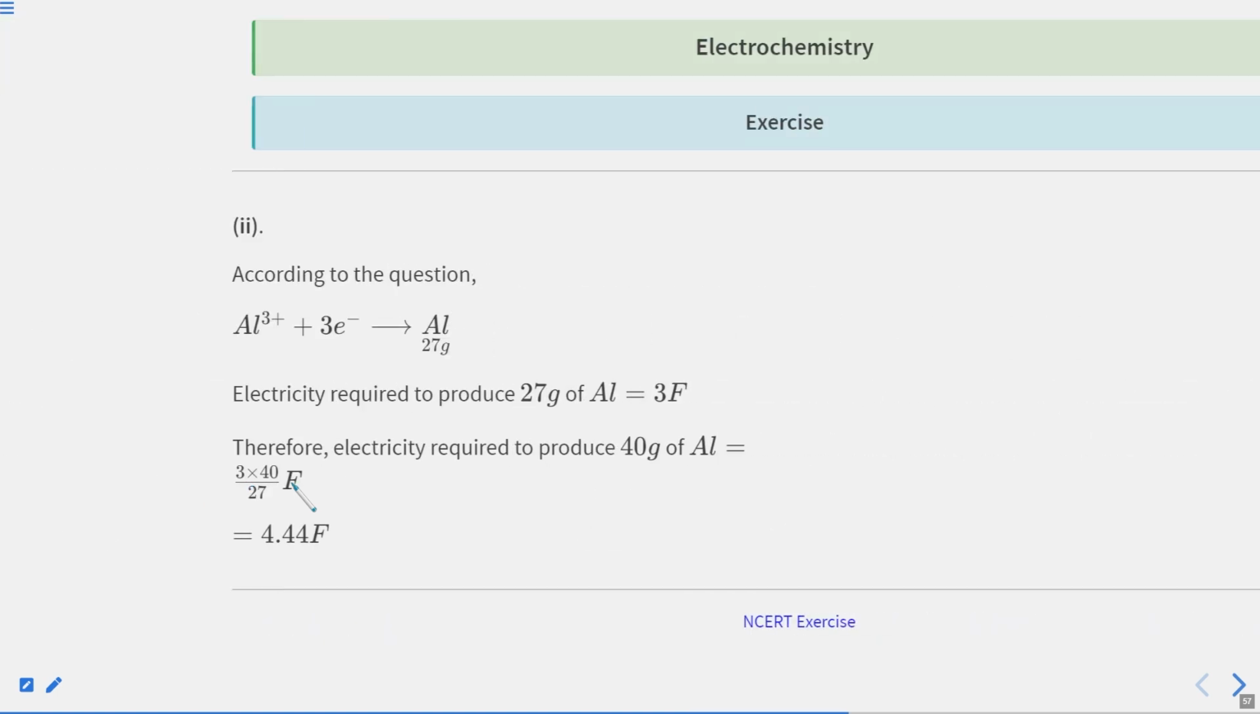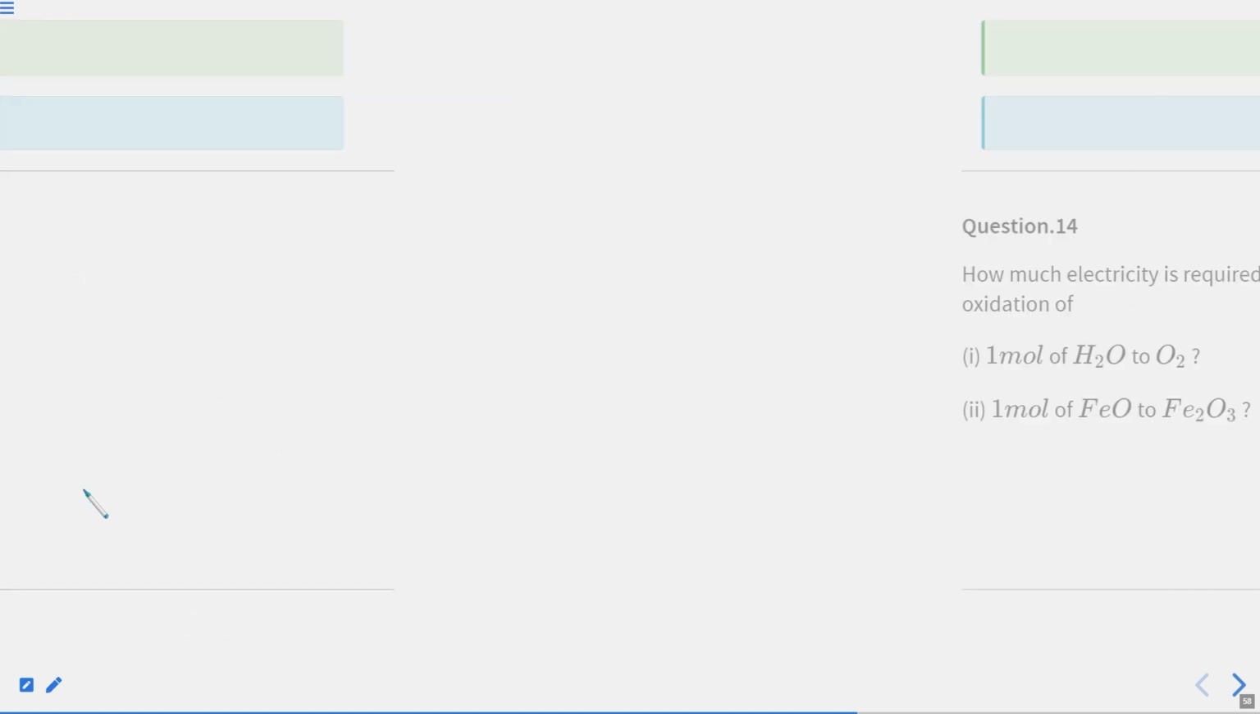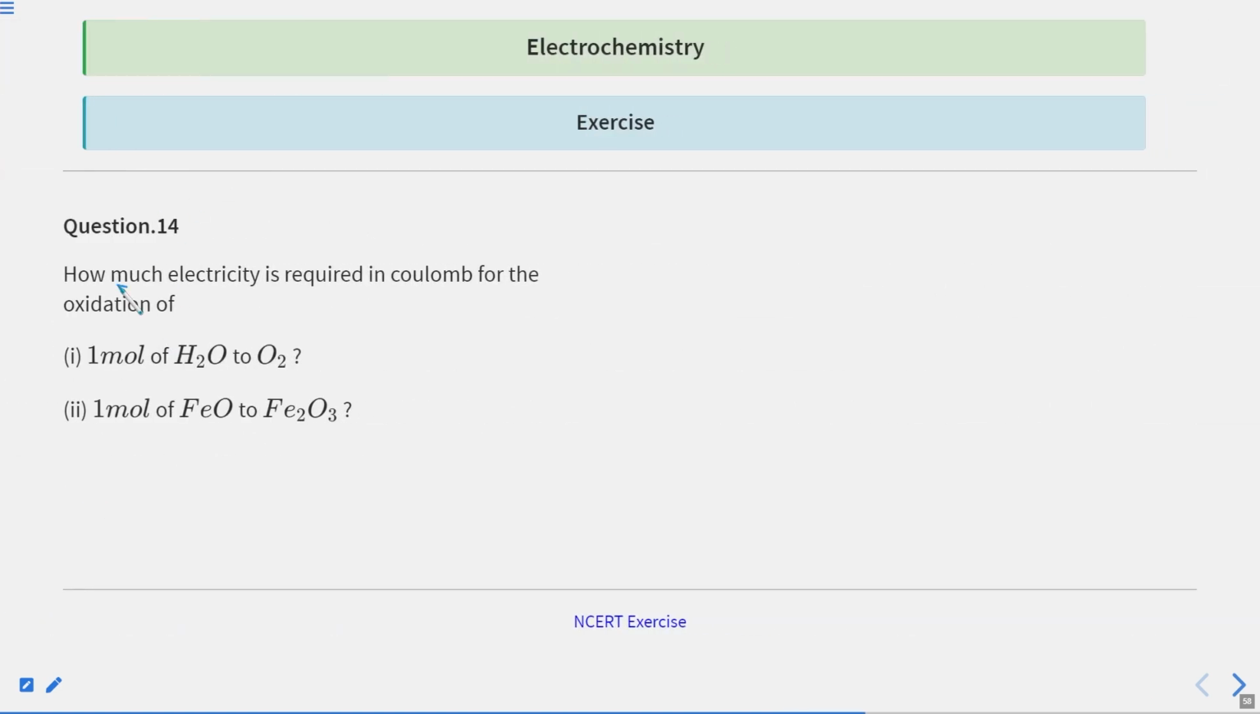Next question. So it is 40 by 27. Okay, so approximately 27 they have taken. How much electricity is required in coulomb for the oxidation of this one? So you do it by yourself. I am leaving it to you. Okay, it's the same question. Fe2+ to Fe3+. Here, oxygen positive is going to 2 negative.